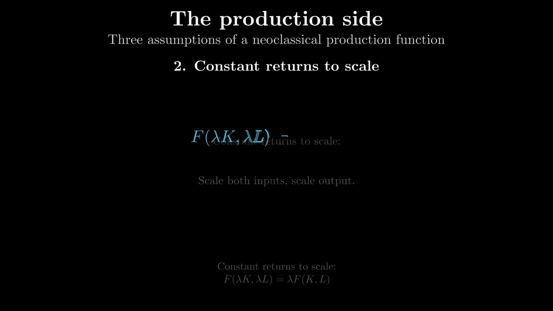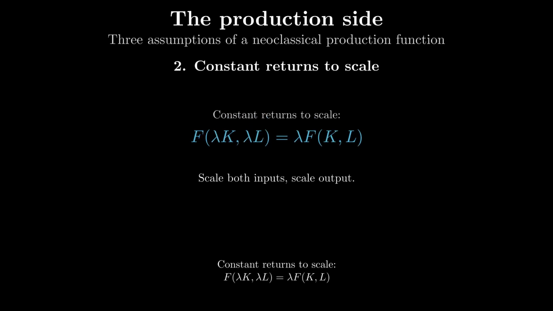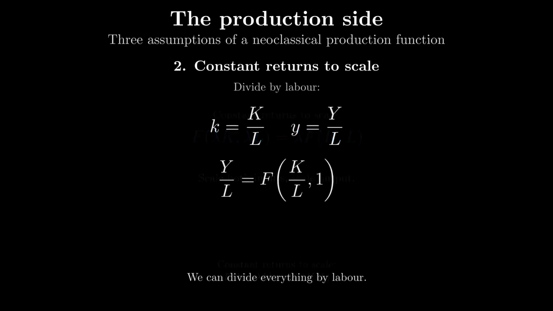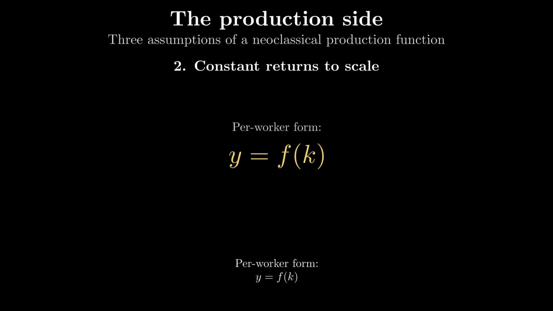The second assumption is constant returns to scale. If we double both capital and labor, output also doubles. This assumption lets us divide everything by labor and study the economy in per worker terms. So, instead of tracking total output and total capital, we can focus on a simpler relationship: output per worker as a function of capital per worker.